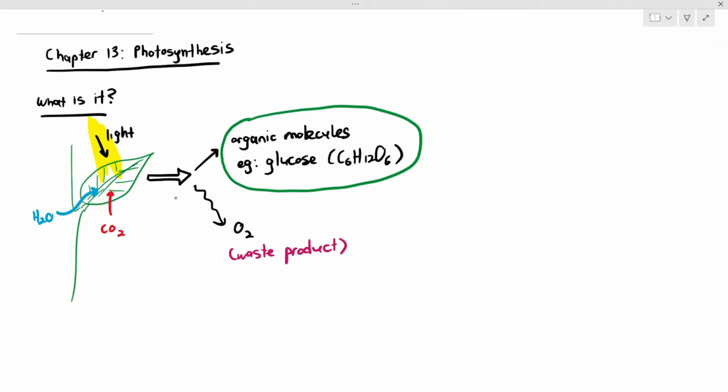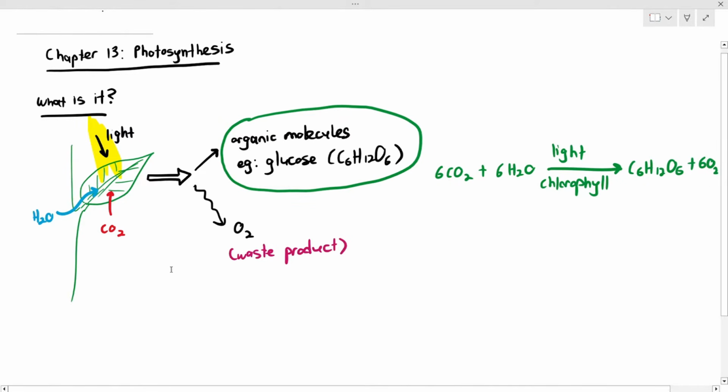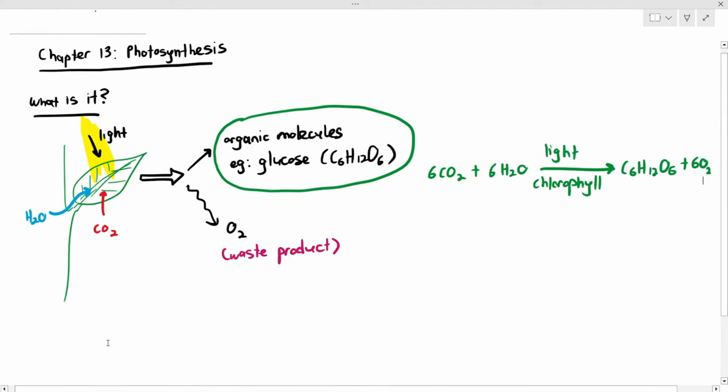The formula for photosynthesis usually is given in the exam as well, where 6 molecules of carbon dioxide plus 6 molecules of water, in the presence of light and chlorophyll, will produce C6H12O6, which is glucose, together with 6 molecules of oxygen, which is the waste product. If you study this in O levels, this was sort of the minimum that you had to know. In A levels, however, it's going to be a little bit of a nightmare. So let's get right down into it.